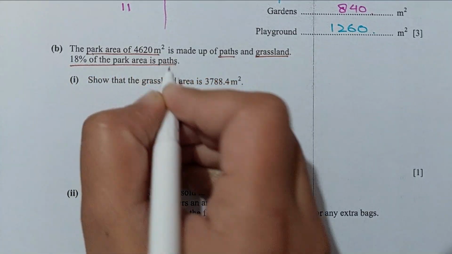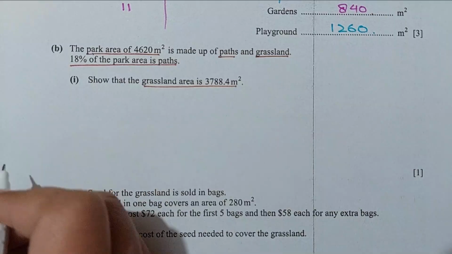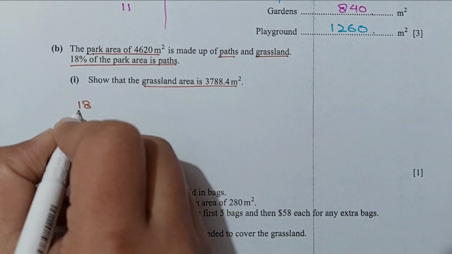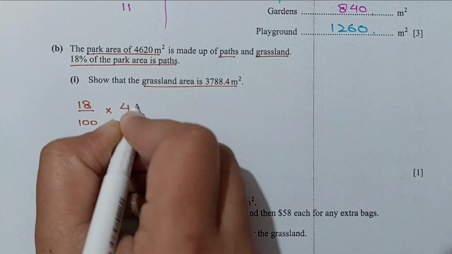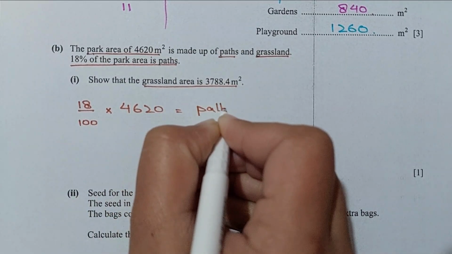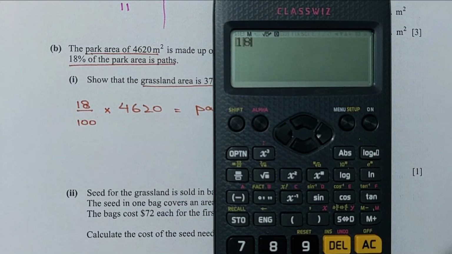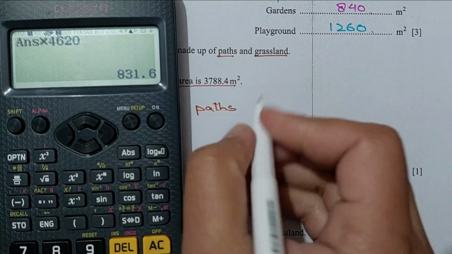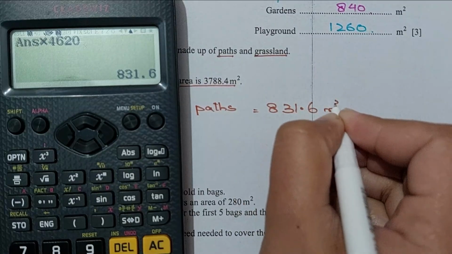Now for part B, the park area is made up of paths and green land. 18% of the park area is paths. Show that the green land area is this. Okay, 18% of the park area, which is 4620, would be equal to paths. So how many paths? Sorry, 18% of 4620 is 831.6 meters square.